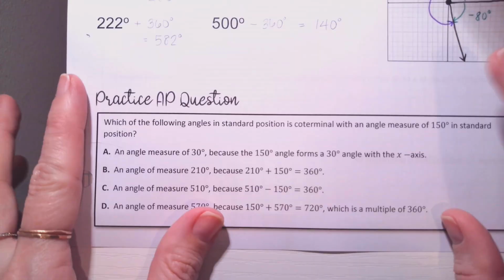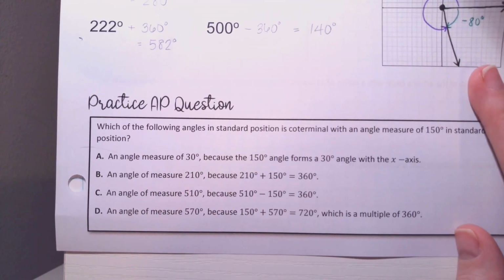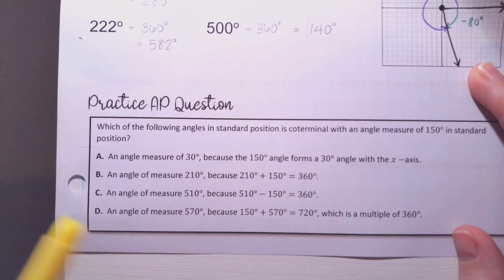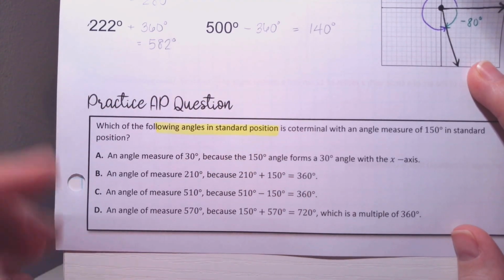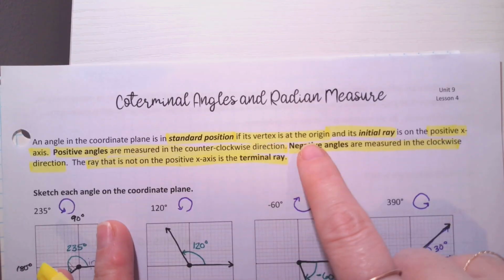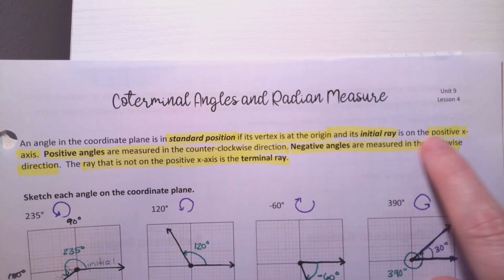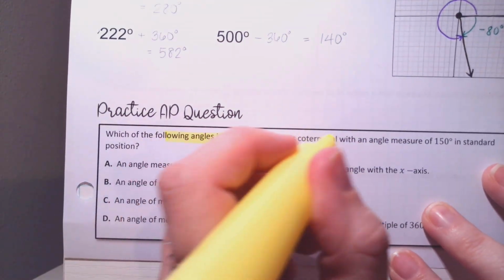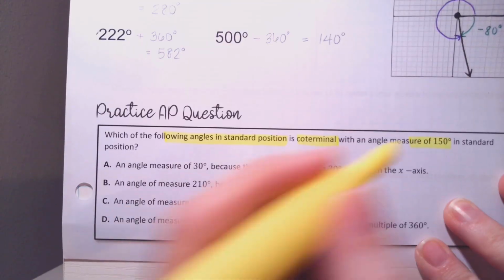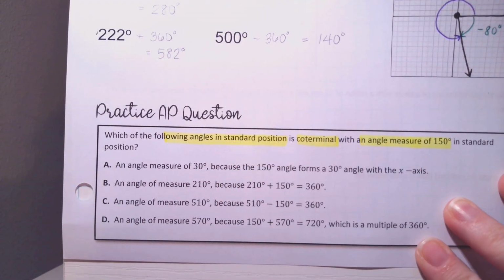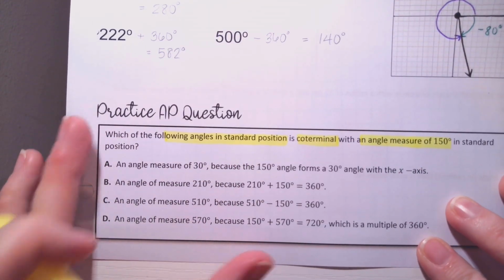Looking at the next question, it comes from an old AP test. I'm just going to annotate it real quick. Which of the following angles in standard position, and standard position just means its vertex is at the origin and its initial ray is on the positive x-axis, is coterminal with an angle measure of 150 degrees in standard position?